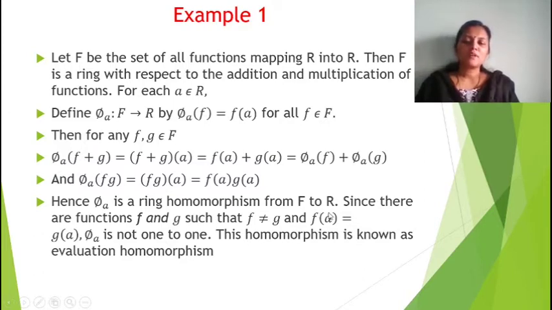Since there are functions f and g such that f is not equal to g and f of A equals g of A, we can say phi A is not 1-1.